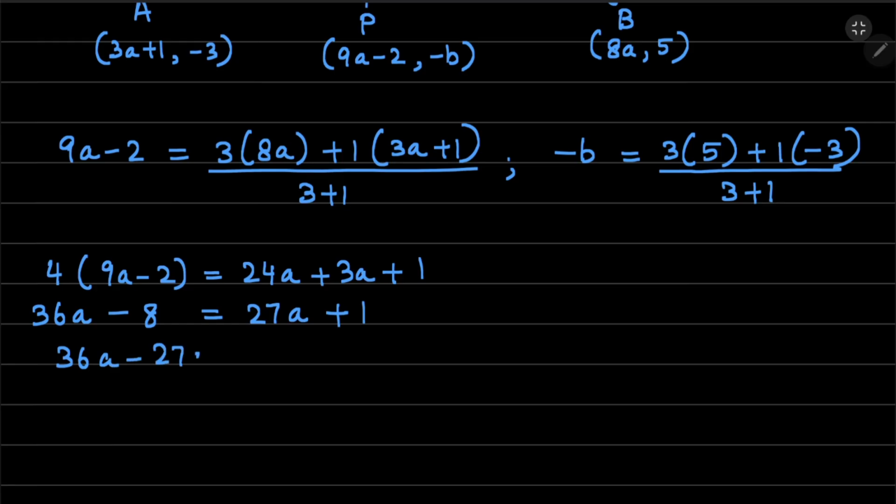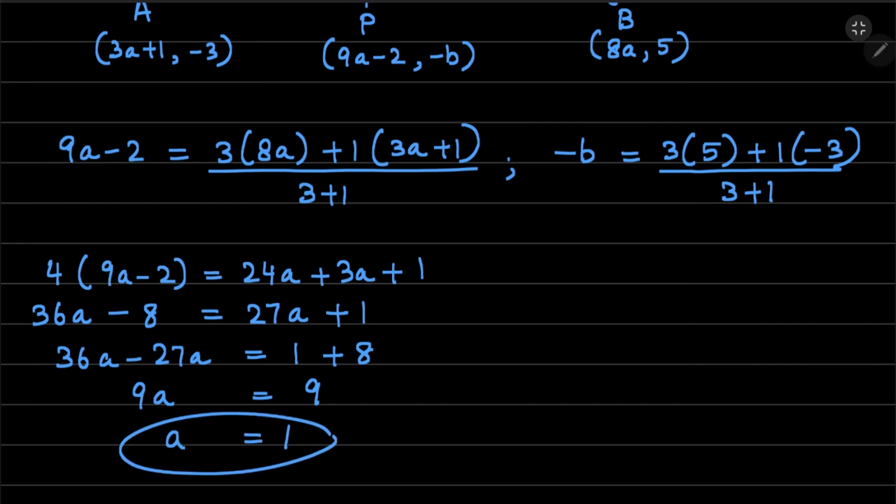So 36 minus 27a is equal to 1 plus 8. What is 36 minus 27? It's 9a equal to 9. Therefore, a is equal to 1. You have got the value of a.